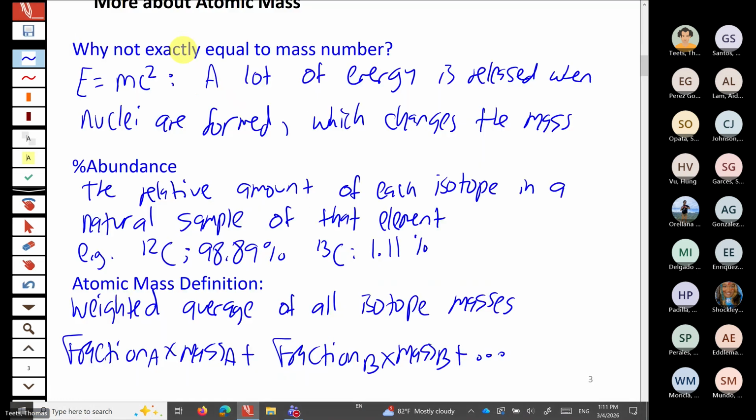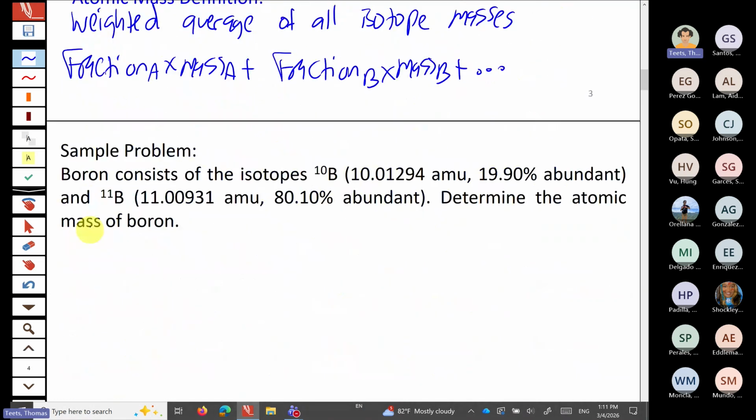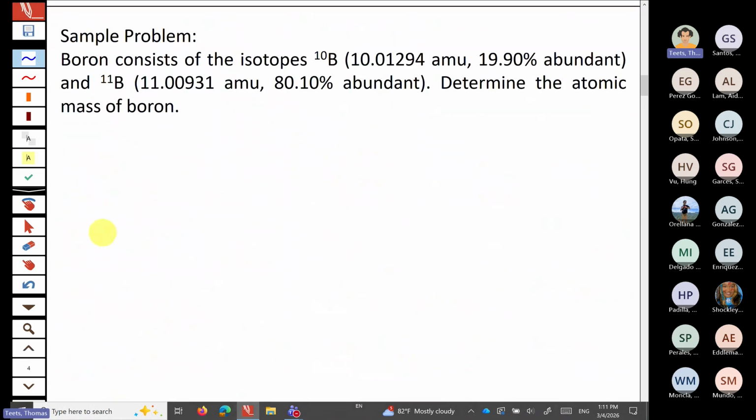Okay. So let's give an example of how we use this relationship. A couple different ways we can ask you about this. One would be we just give you masses and the abundances and ask you to determine the atomic mass. And so that's just using that exact equation I just gave you, where you take the weighted average of all the isotopes.